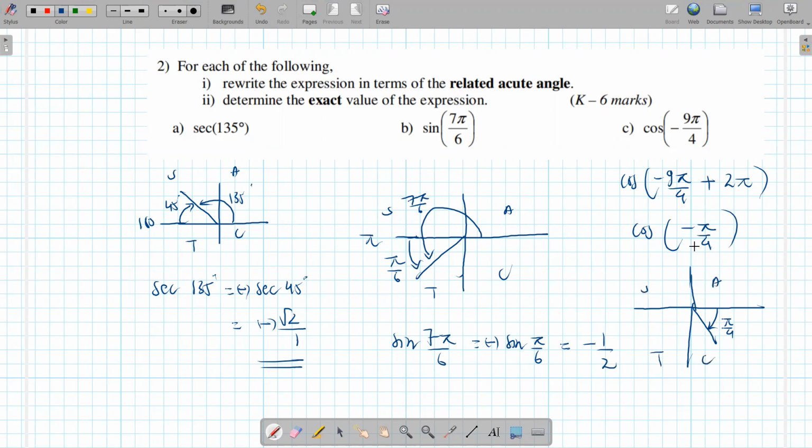CAST. So this means cosine of negative pi over 4. See, cosine is positive in quadrant 4. So this is the exact same thing as cosine of positive pi over 4, because cosine is positive in quadrant 4. And cosine of pi over 4, I think it's 1 over root 2. Sometimes written as root 2 over 2, if you rationalize the denominator.